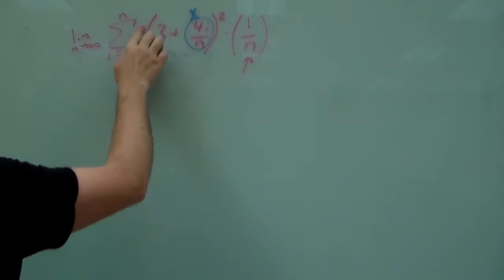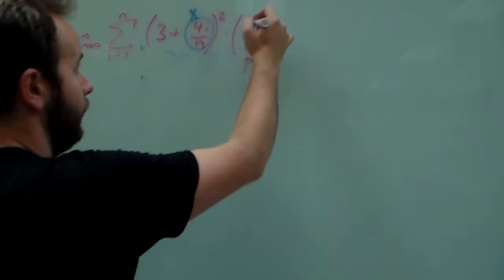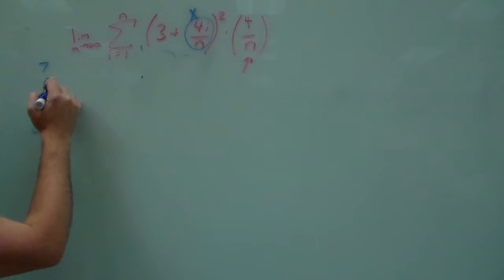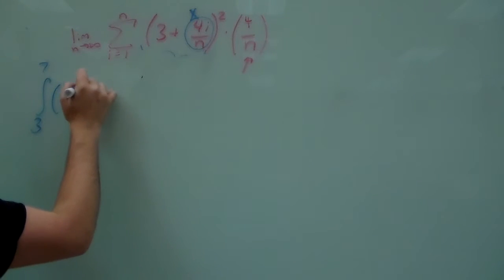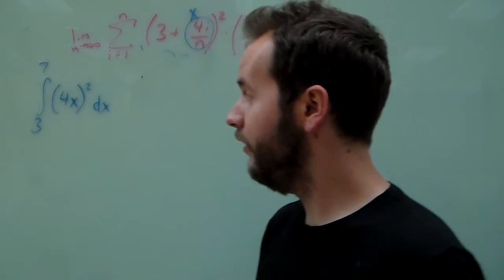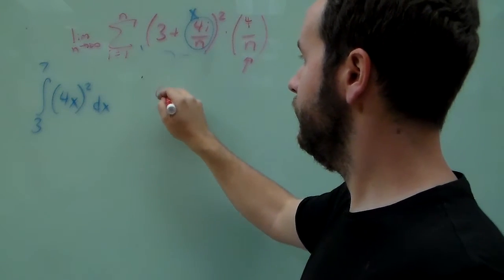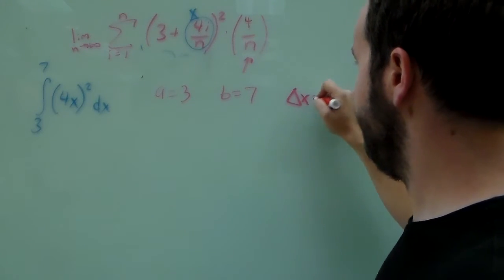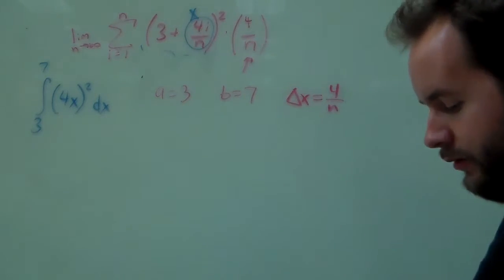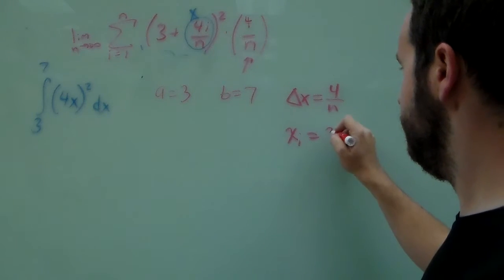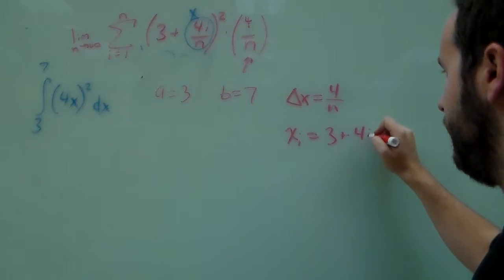I'm going to erase the 4 and bring it back to the right-hand side over here. Answer choice 3 says integral from 3 to 7 of 4x squared dx. Okay, once again, let's dissect this answer choice. Their choice for a is 3, choice for b is 7, so delta x equals 4 over n. That means xi would be 3 plus 4i over n.